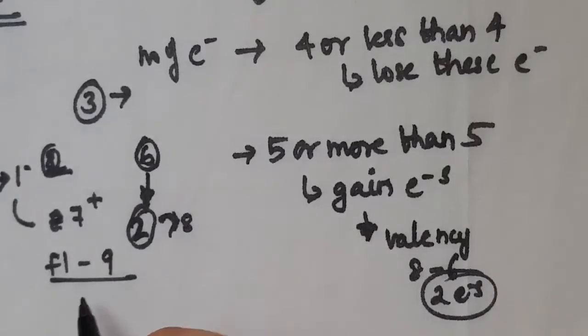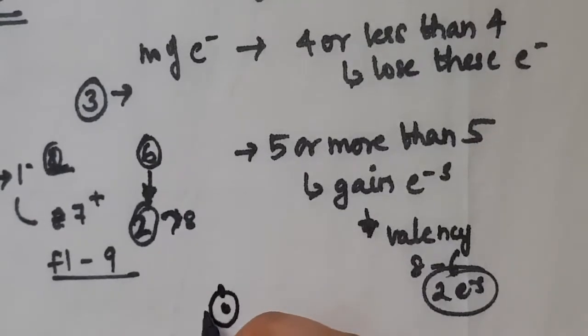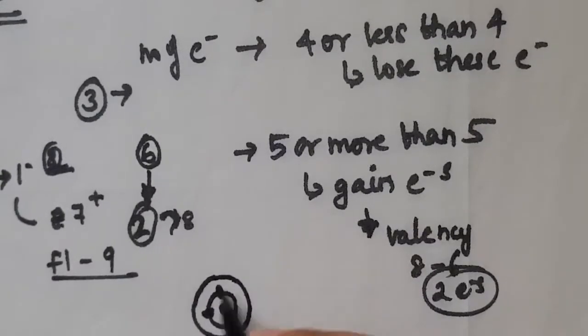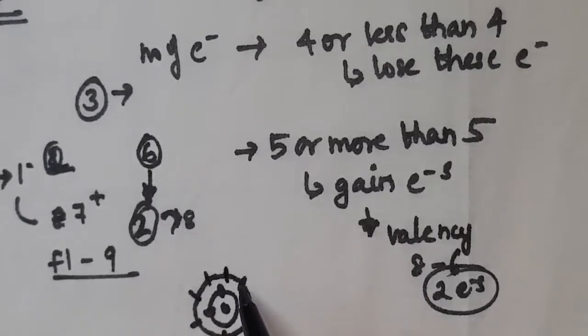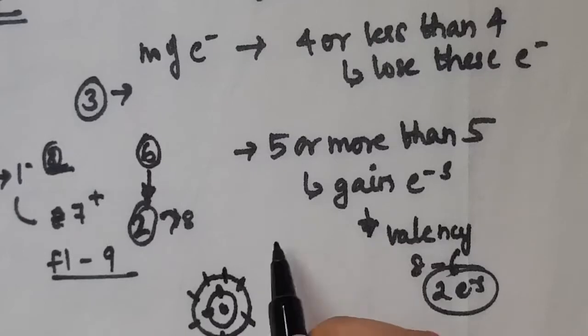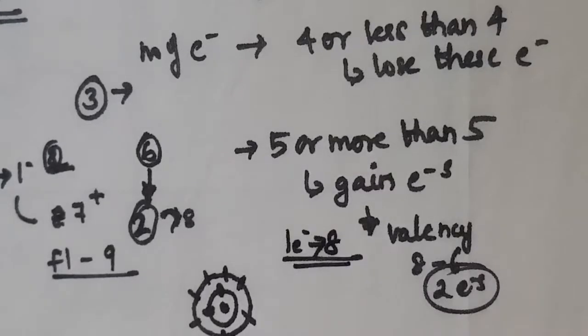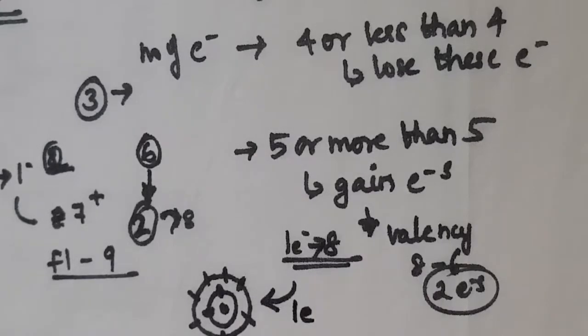Let's consider fluorine. Its atomic number is 9. So this is the nucleus. In the first shell it has 2 electrons. So the rest will be 7. So in the outermost shell it has 1, 2, 3, 4, 5, 6, 7. It requires one more electron to gain octet. So it will be easier for it to accept 1 electron than losing 7 electrons, right?